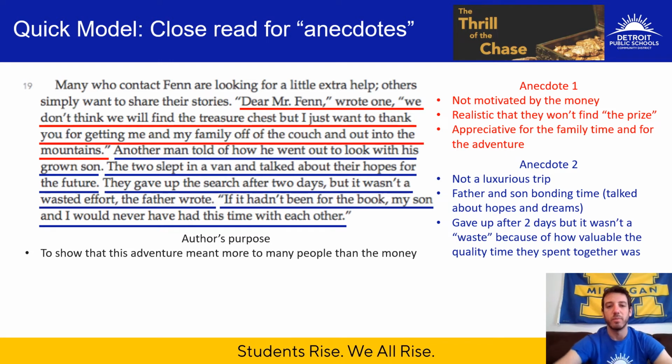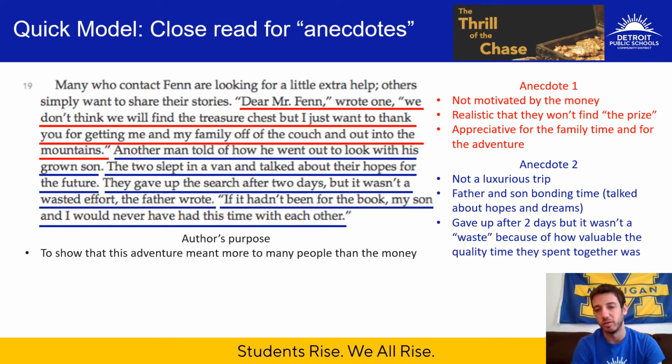So I think one purpose of including these anecdotes is really to show that this adventure meant more to many people than just the money. That was clear in both anecdotes, because what both sets of people gained from this experience was essentially priceless. It was way more than the money could provide them. They were able to experience adventure and go out in the mountains, and they had quality time together to talk about hopes and dreams, father and son. So to these people, it meant more than the money.